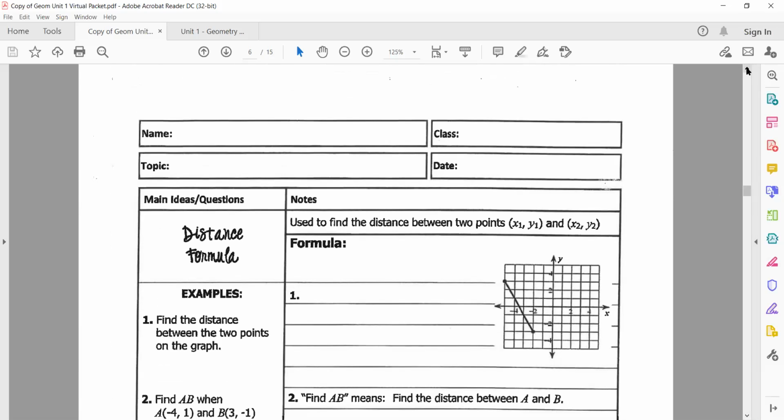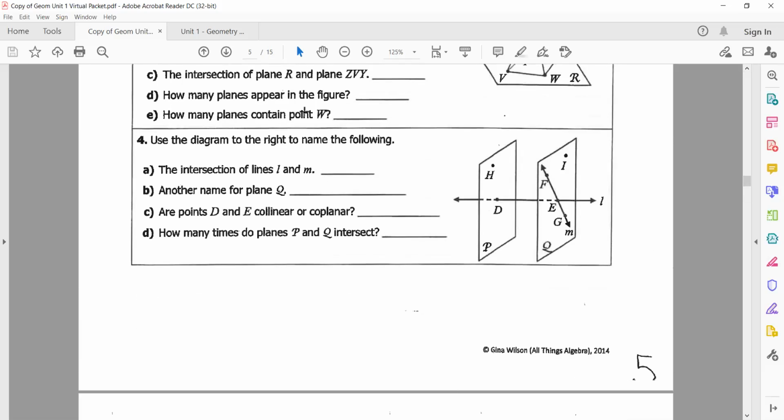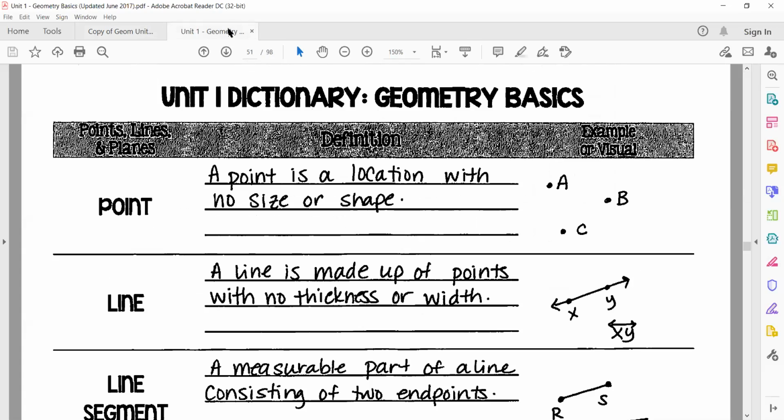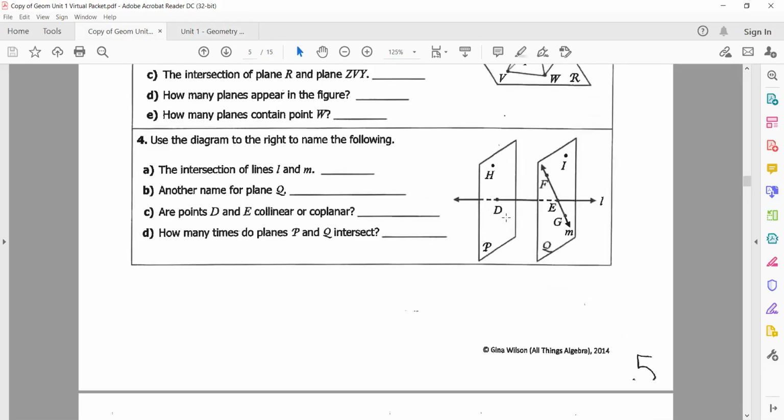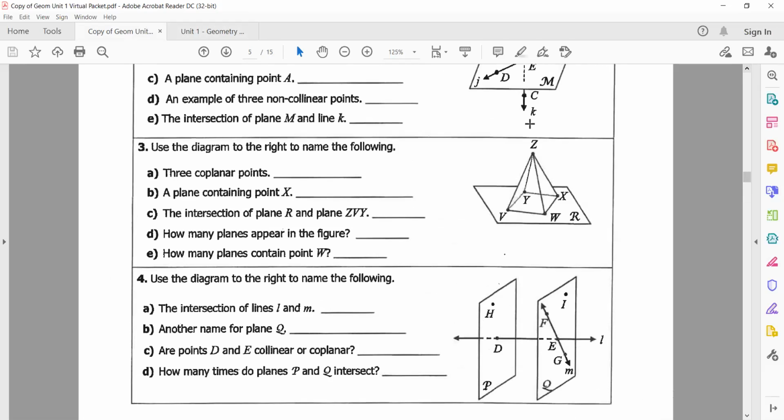Okay, questions so far? I don't want to start the distance formula stuff today, but if you want to dive into that yourself, you're welcome to do that. Can you do 3C? Audrey's asking if we can answer question 3C in that diagram. The intersection of plane R and plane ZVY.